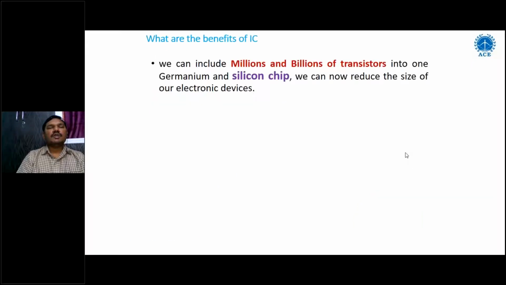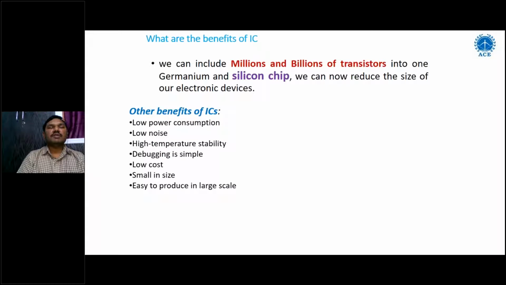Now, what are the benefits of manufacturing any IC? What are the benefits of an IC? There are different benefits. Any IC can be manufactured with low power consumption. It can operate with low noise and high temperature stability. This is one of the main parameters. Debugging is very easy, and cost is also very low. The size of the IC is smaller, and ICs can be produced on a large scale.